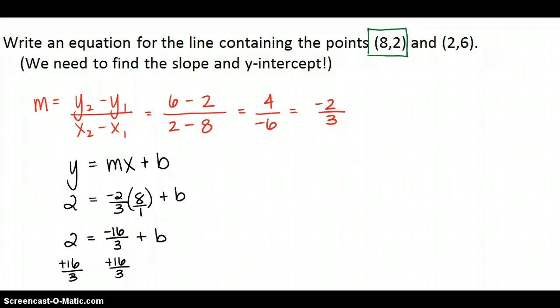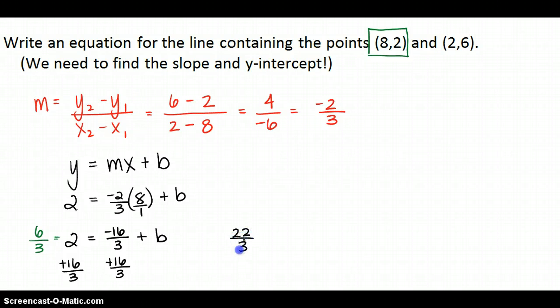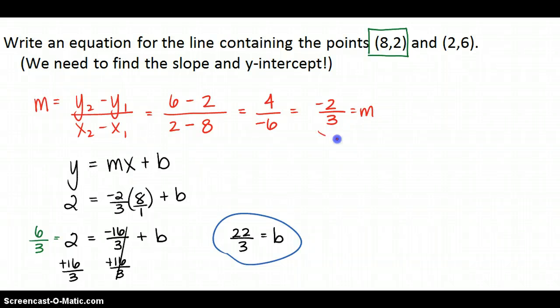So what I'm going to do is change 2 into a fraction. If I want 2 to turn into a fraction over 3, I'm going to take 2 and multiply it by 3. 2 times 3 is 6. That's going to give me my new numerator. Then when I add, 6 plus 16 gives me 22 over 3, and that's just my new value for b, my y-intercept. So sometimes it's inevitable. A lot of times if our slope is a fraction, our y-intercept tends to be a fraction as well.